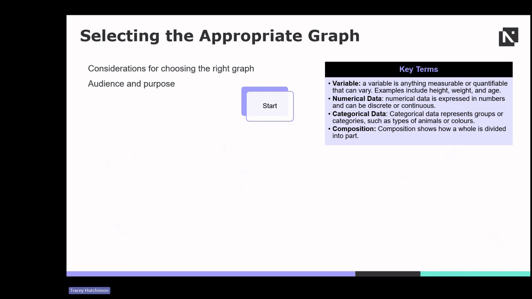This flowchart helps you to decide the best graph for your data based on the number of variables, the type of data, and the purpose of the graph. Let's walk through the flowchart together. We start by determining the type of data you have.